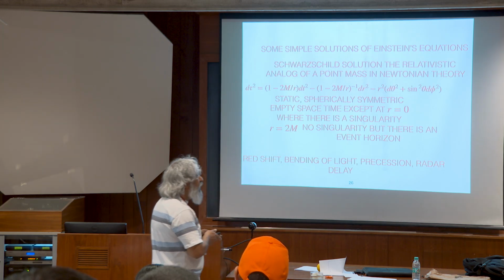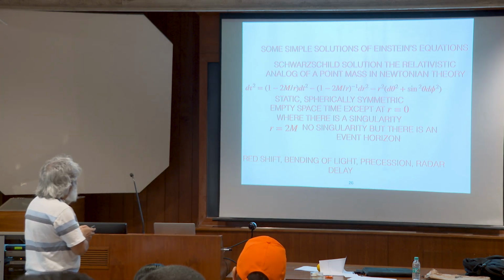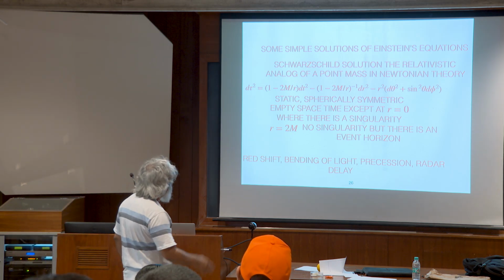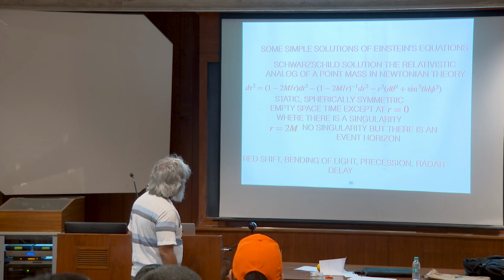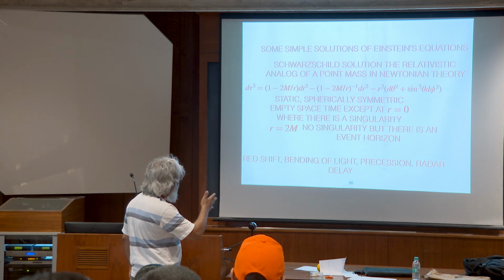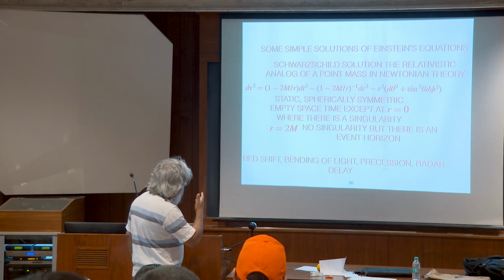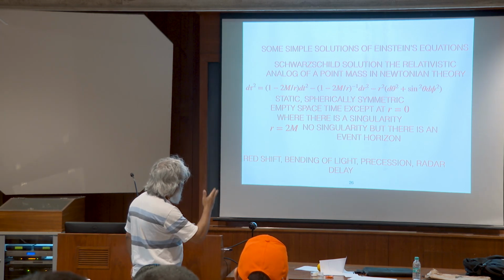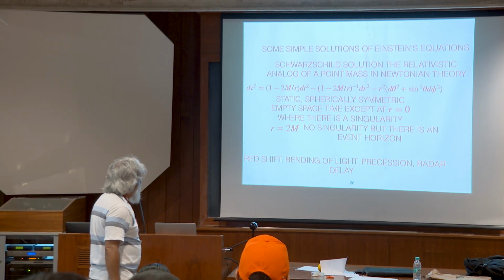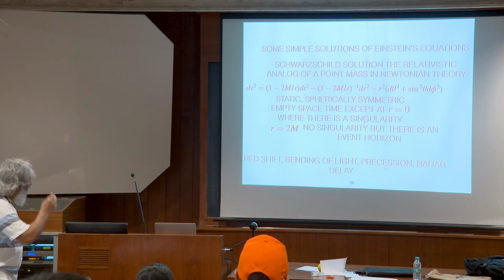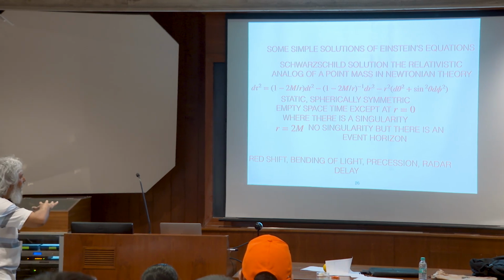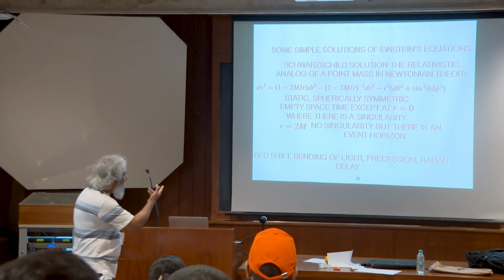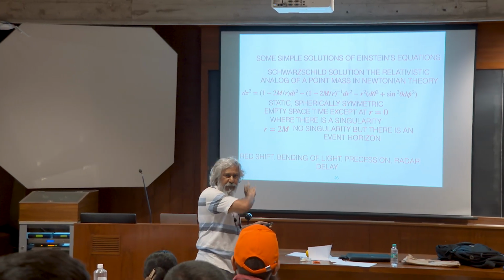There are some simple solutions of Einstein's equations. For example, this is the Schwarzschild solution, describing the analog of a point mass. It's static, spherically symmetric, and describes empty space-time except at the origin where there's a singularity. At r equal to 2m, there's no singularity, although it looks like it, but there's an event horizon, that's the black hole. And I'll skip over these things. I think you can probably get it from somewhere else. It shows features like the redshift, the bending of light, and the precession of Mercury is also explained by this metric.